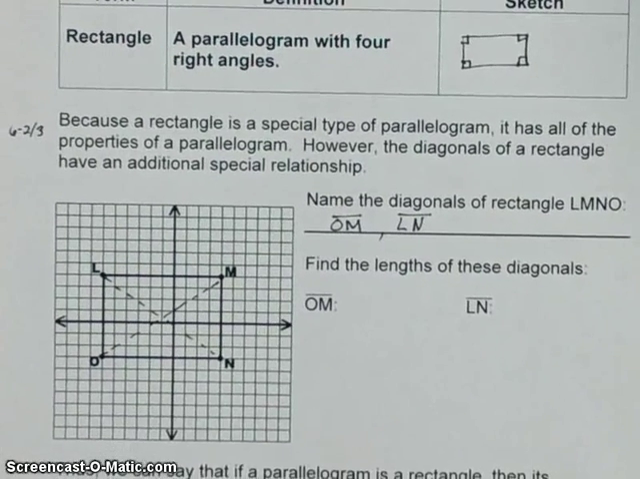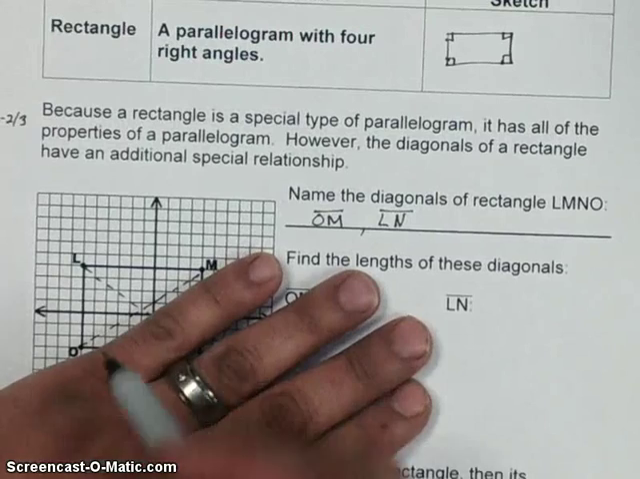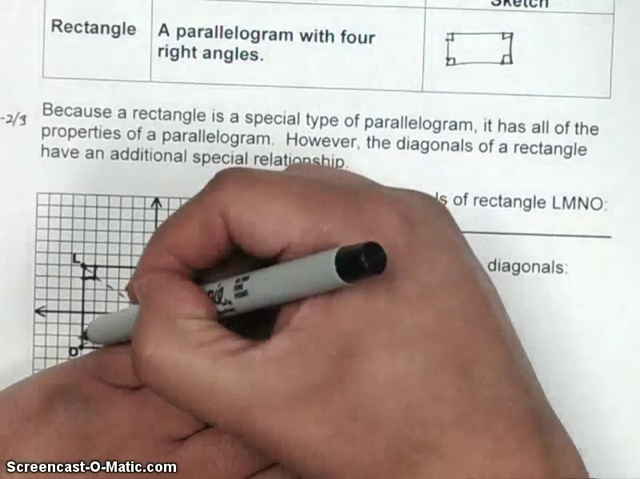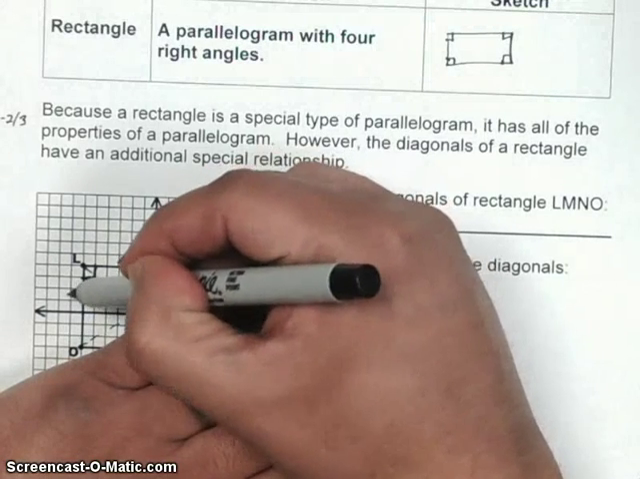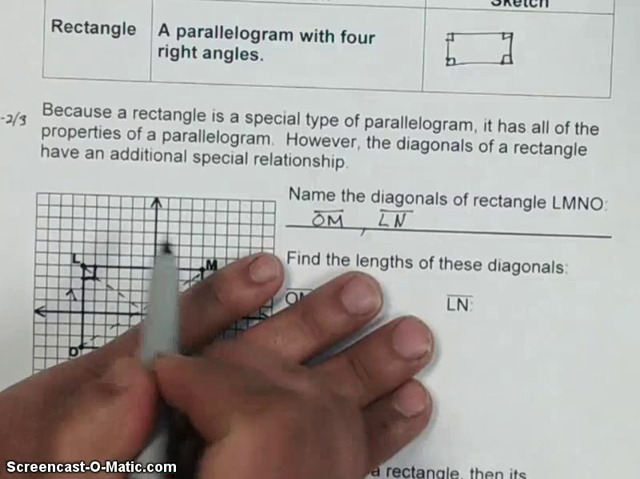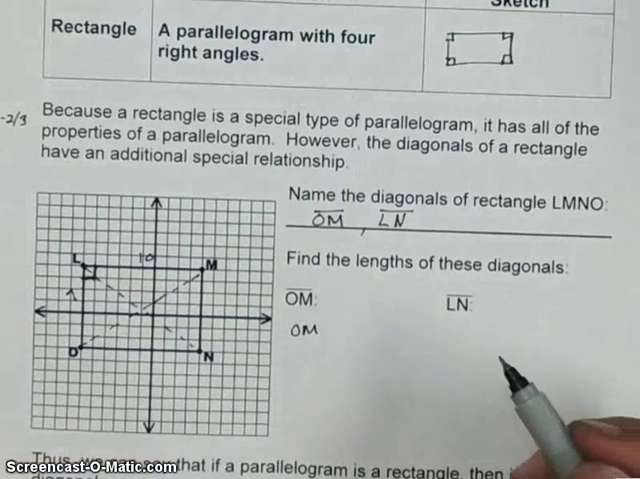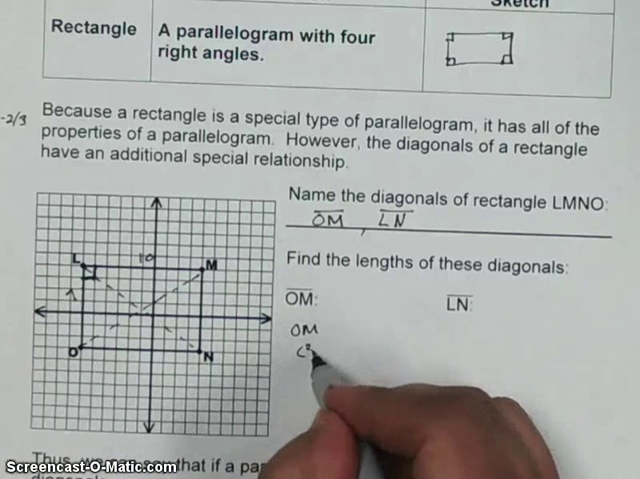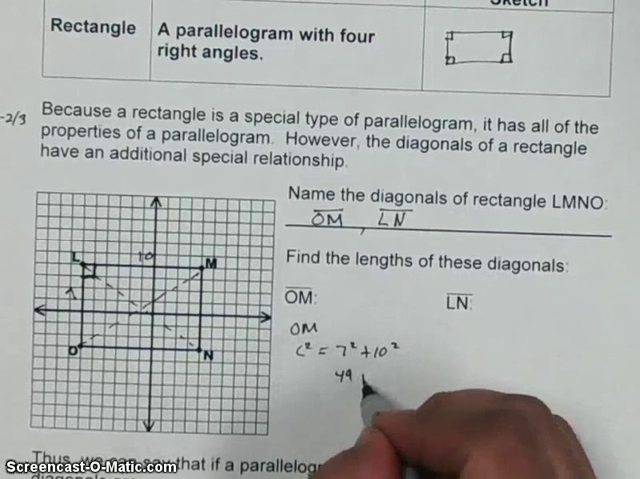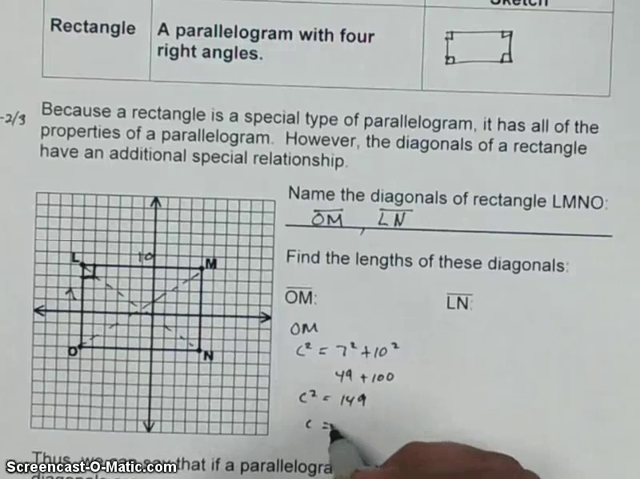Okay. Now we're going to find the length of these diagonals, and for this I'm going to use the Pythagorean theorem. We can use the distance formula, but I want to use Pythagorean theorem because, again, one of the properties of a rectangle is that that angle right there is 90 degrees. So if I count this, 1, 2, 3, 4, 5, 6, 7, this side has a length of 7, and this side has 1, 2, 3, 4, 5, 6, 7, 8, 9, 10. This is 10. All right, so the distance from O to M, that's going to be our hypotenuse. So c squared is going to equal 7 squared plus 10 squared, which is 49 plus 100. So c squared is equal to 149. c is going to be equal to the square root of 149.